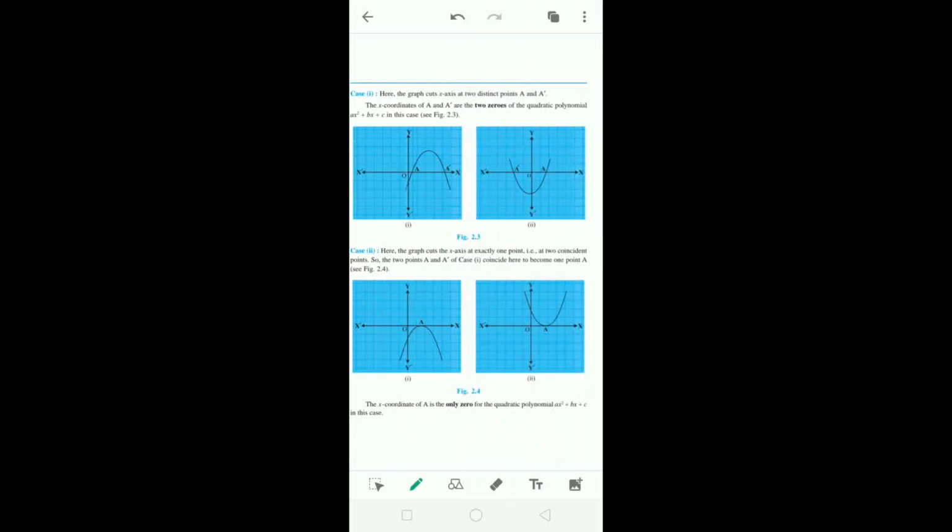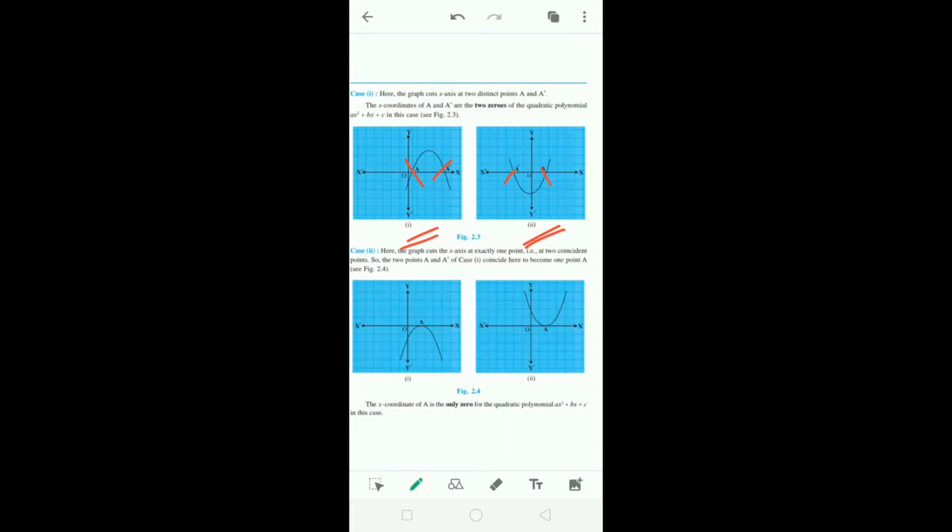In the first case, I have given both upward and downward parabolas, right? This is the downward and this is the upward parabola, and both parabolas are intersecting the x-axis at two distinct points. See, here one point and here one point. Similarly here one point and here one point, right? For both, the quadratic polynomial is intersecting at two distinct points. This is one case, which means the highest one, 2 zeros, right?